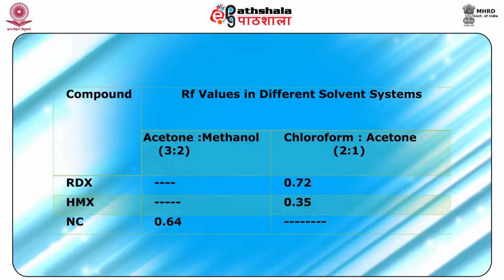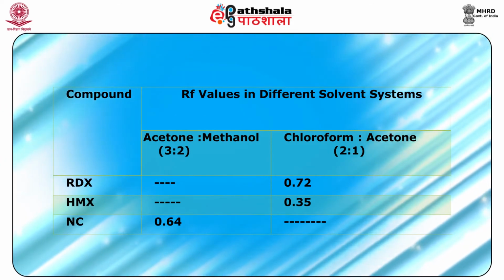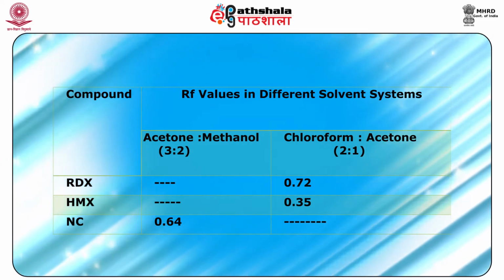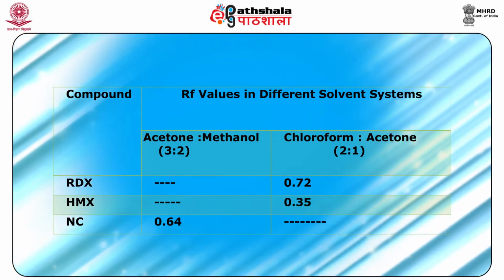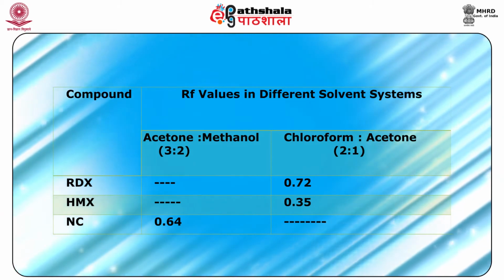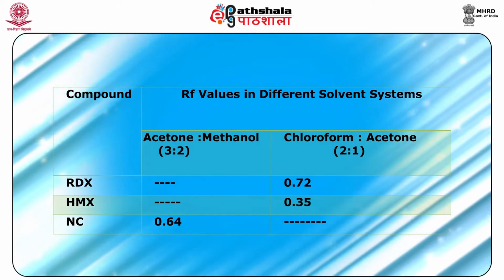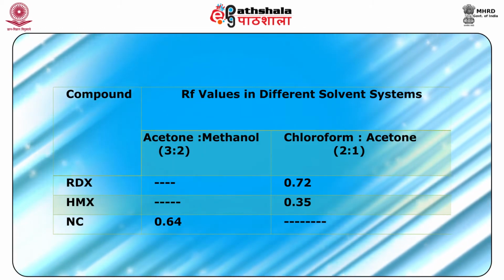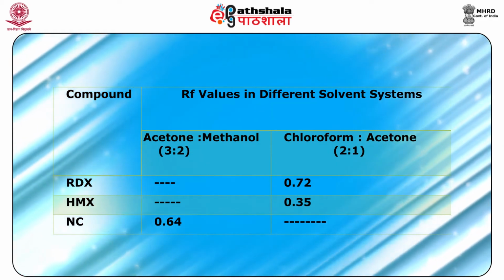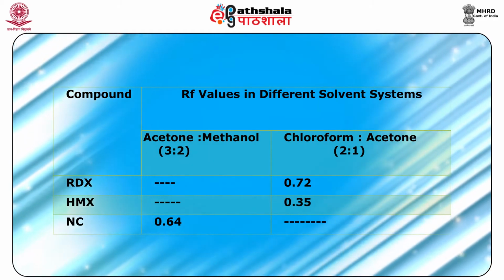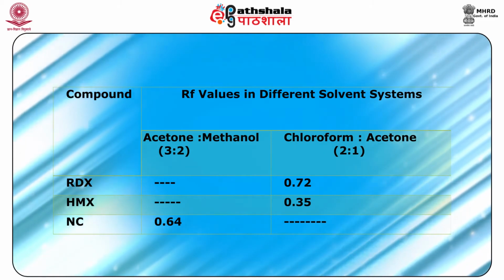So the moment you take it out from the developing chamber, just note the level the solvent front has moved to, and then after you have seen the spots under UV light or by using some spraying reagents, you can note the distance of the spot travel. The distance of the spot travel divided by the distance covered by the solvent front is going to give you the RF value. Calculating this in different solvent media, you can check against the reference values.